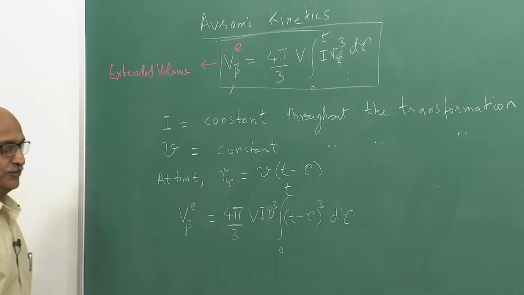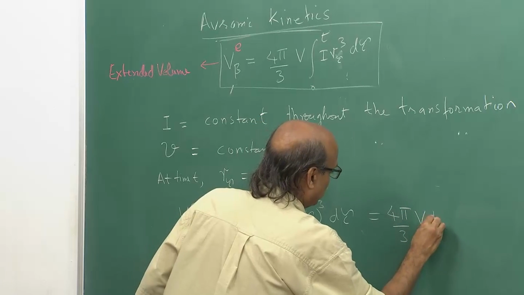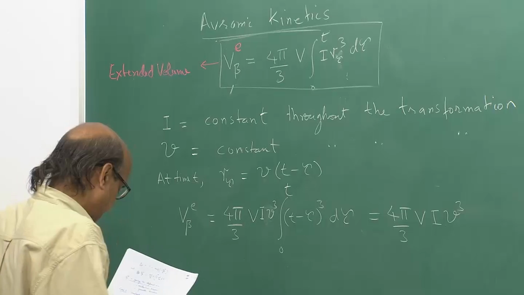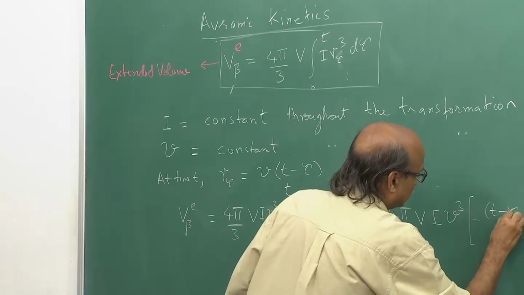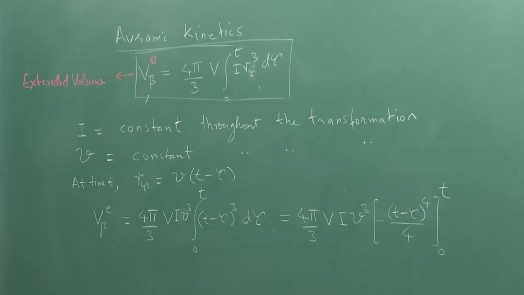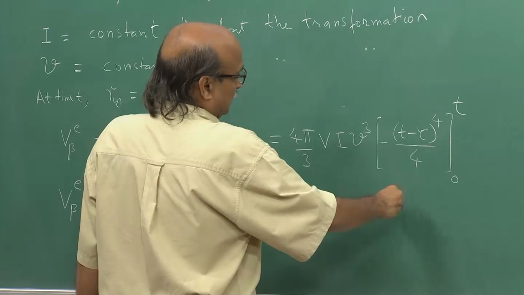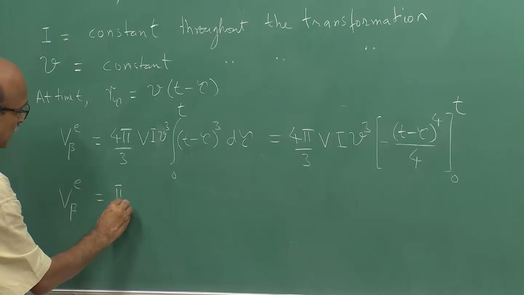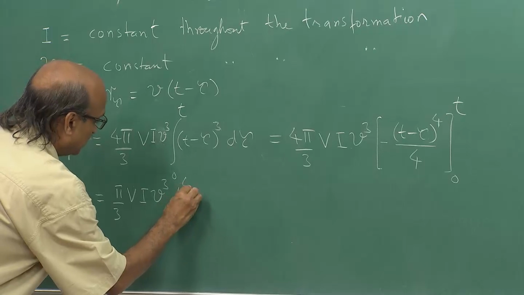cubed d tau. And if I integrate this, this would be 4 pi by 3 times the volume of the system times the nucleation rate times the growth rate V cube, and the integral after integration would be (t minus tau) to power 4 divided by 4 with the limits 0 to t. So, my extended volume then becomes, I put in the limits, at t this will be 0, at 0 it will be t to power 4, and hence we would get pi by 3 V I V cube times t to power 4.